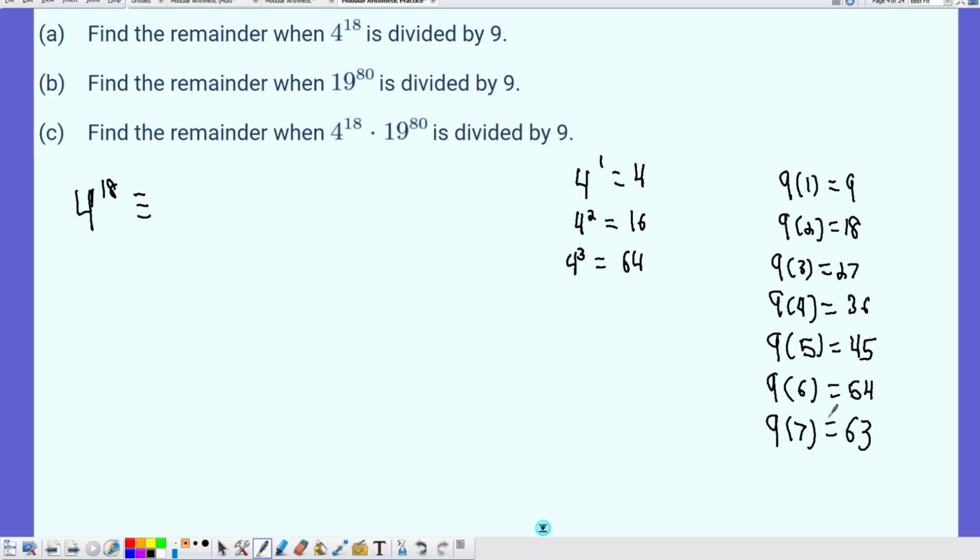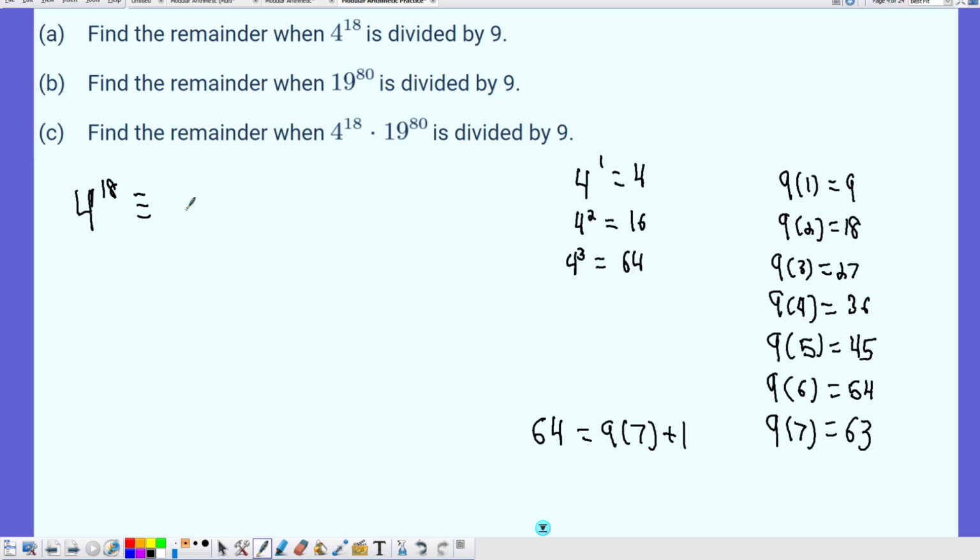I want that remainder of 1. And I know that 4 to the 3rd power is 64. And 9 times 7 is 63. So if I added 1 more to 9 times 7, I would get 64, meaning my remainder would be 1. So I can break this problem down.